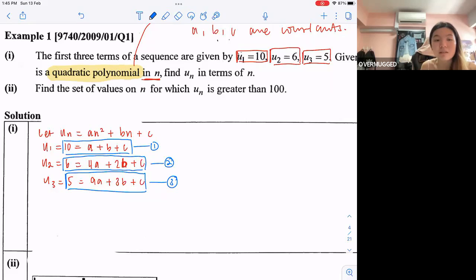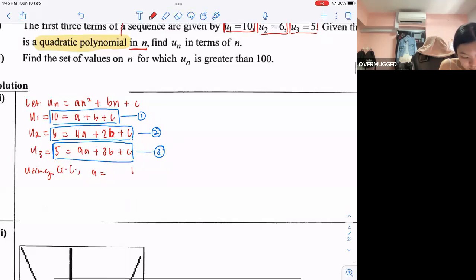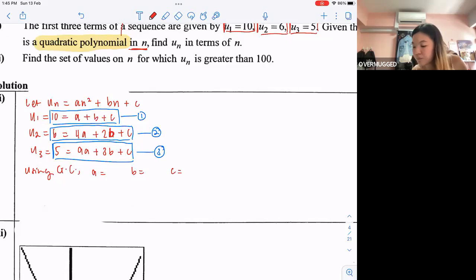So it's very easy for me to solve this question now. I can just use my calculator, or you can do the simultaneous equations. Using your graphing calculator or whatever calculator, just put the 3 simultaneous equations into your calculator. Can someone tell me what your A, B, and C will be? And from there, what will your un be, depending on what your A, B, and C are? So put this into your calculator and tell me.